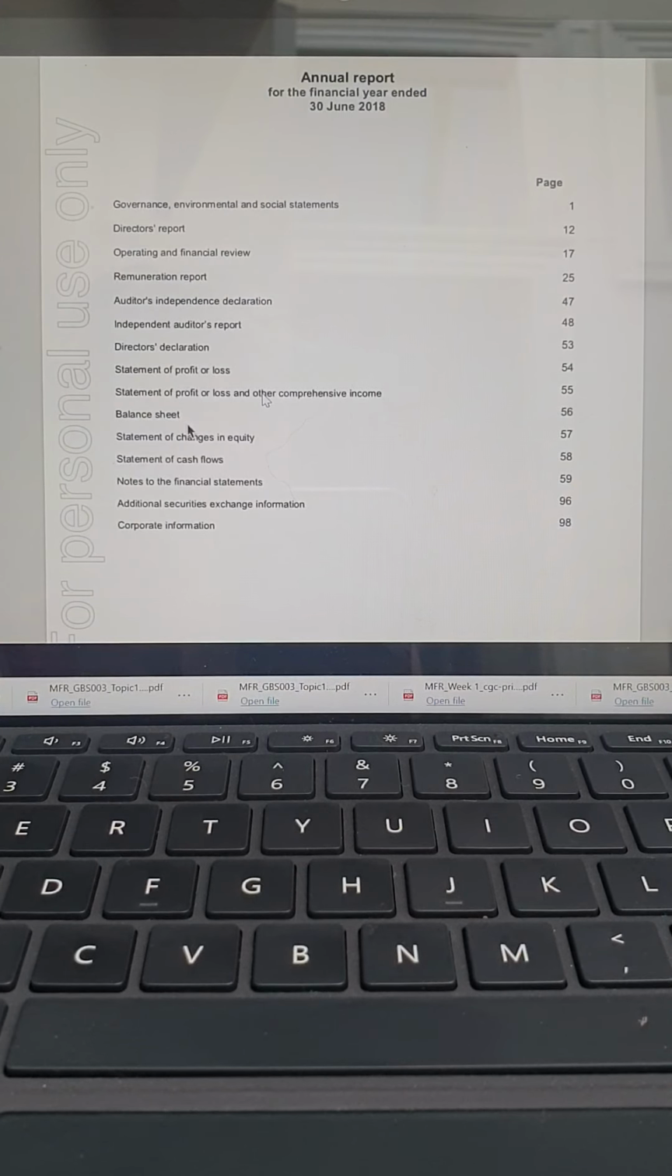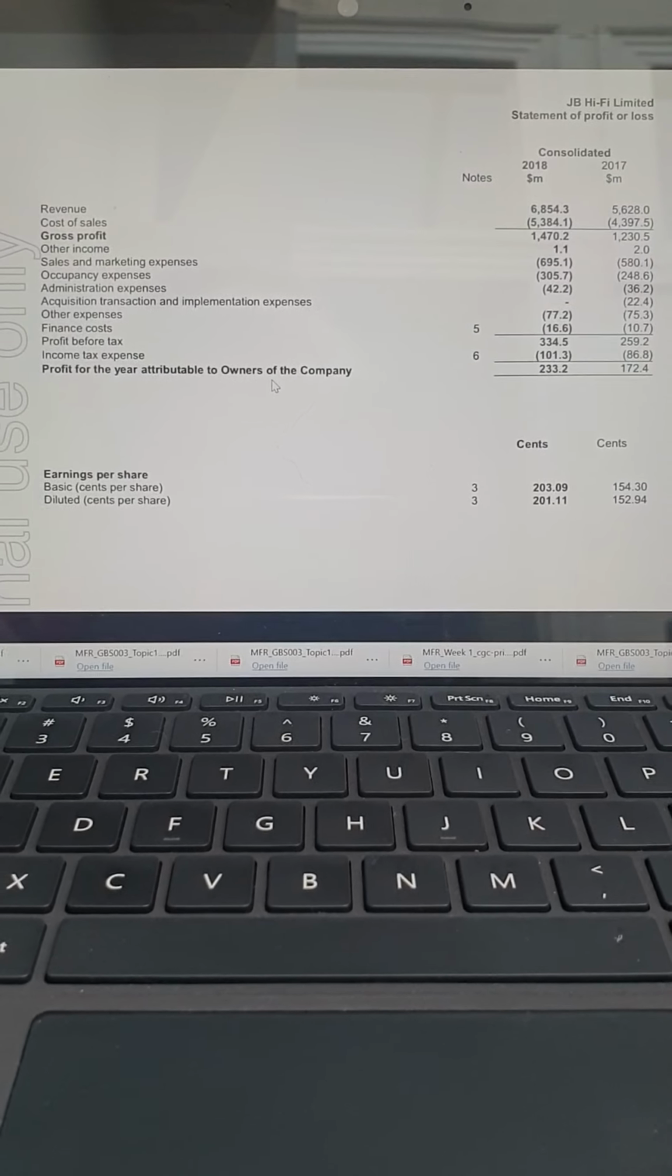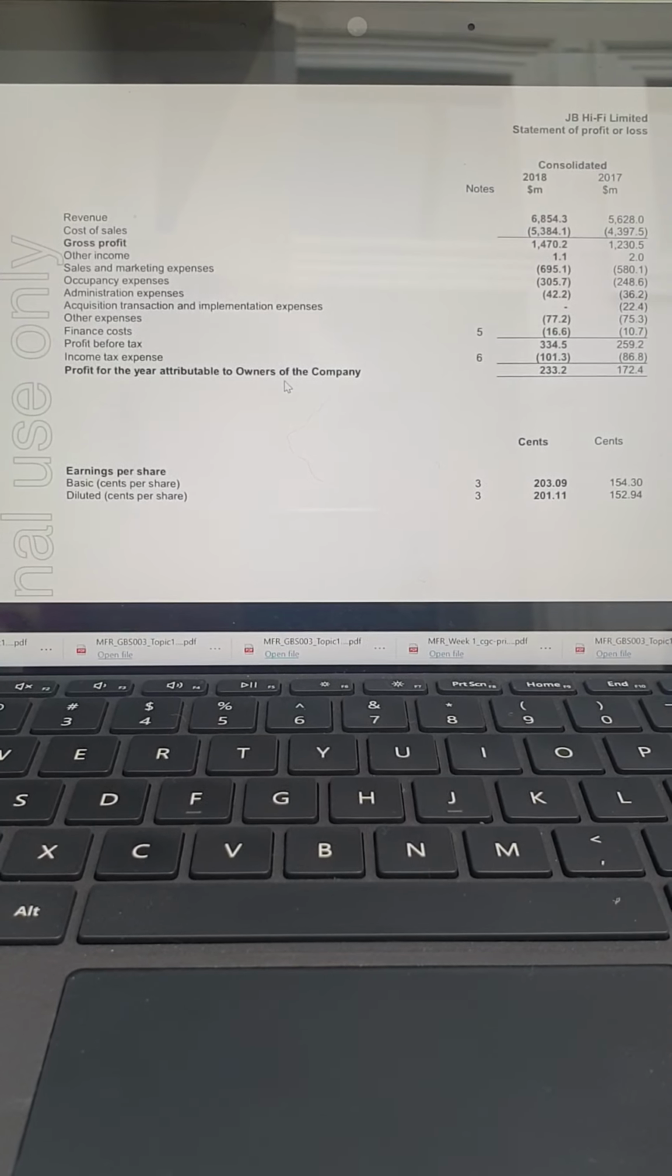Let's move on to the actual income statement, or the statement of profit and loss as it is called by JB Hi-Fi. So we'll now look at page 54. So here we've got JB Hi-Fi's statement of profit or loss. A few things to note before we start.